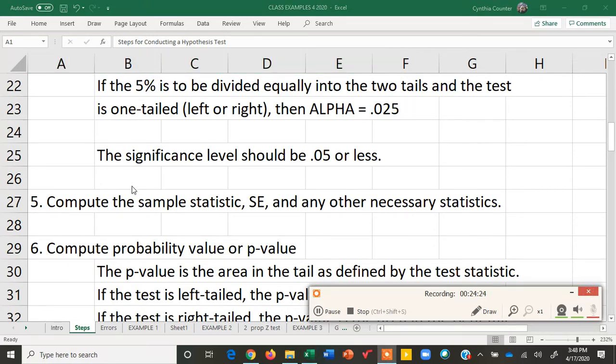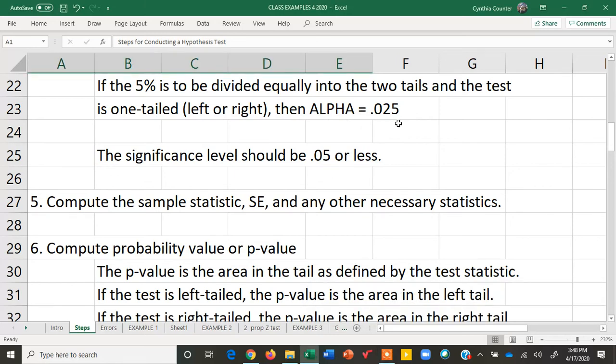Now, you could have something less than 0.05. I mean, obviously we're using 0.025, but it could even be something less like 0.01 or 0.001, depending on what exactly it is you're testing and how strict you have to be. You don't want to make mistakes. If you want that probability of a type 1 error to be really, really low, then you pick a really, really small alpha.